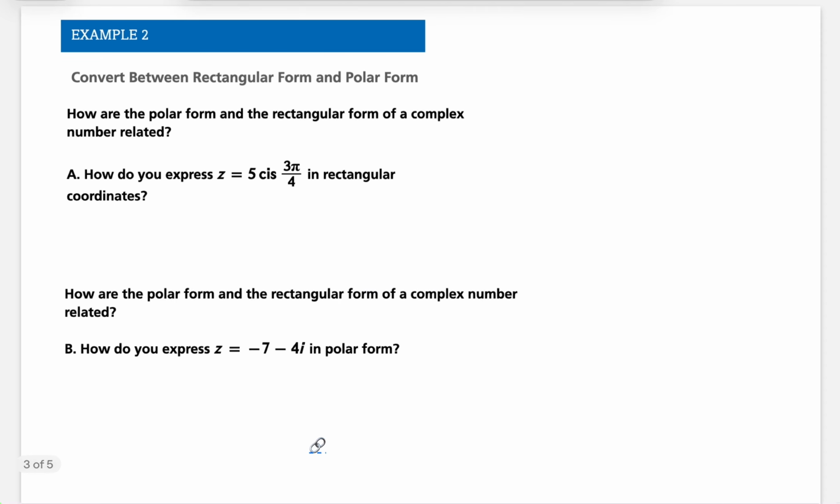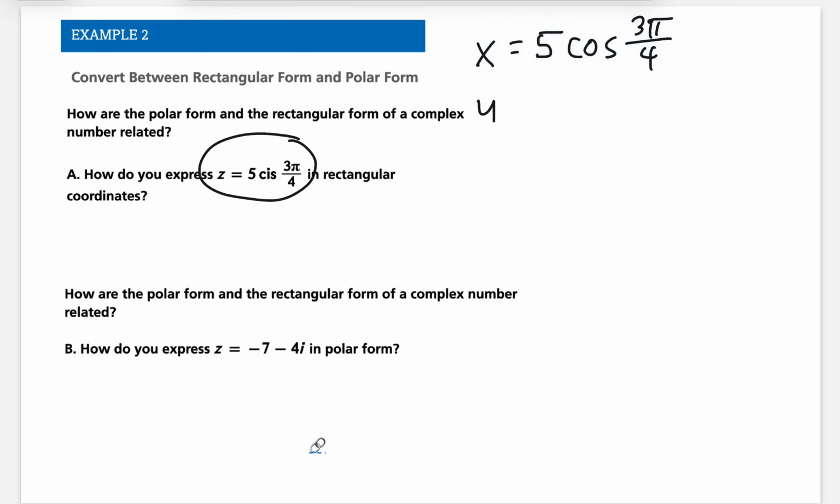So our first example is how to convert back and forth between polar form and rectangular form. The first one, we're turning this equation right here into rectangular form. So I'm going to take 5 times the cosine of 3 pi over 4 to find my x coordinate, and to find my y coordinate, I am going to take 5 times the sine of 3 pi over 4.